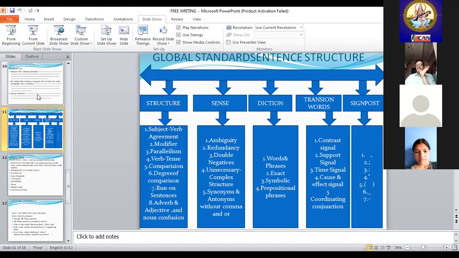In sentence structure, the students will have to find out the structure first. Under the structure of a sentence, you have subject-verb agreement, modifier, parallelism, verb tense, comparison, degree of comparison, run-on sentences, adverb and adjective, and noun confusion. These are the major issues of structure. You can take photos of this, because day by day, whenever I come in the next session, I will give you some tips regarding all this structure.